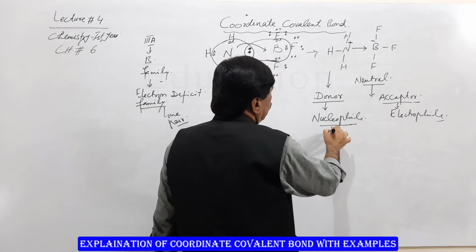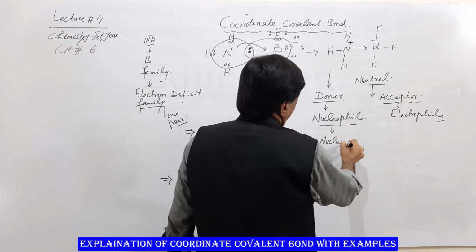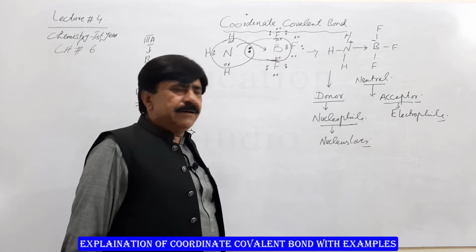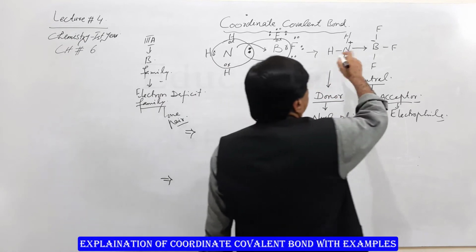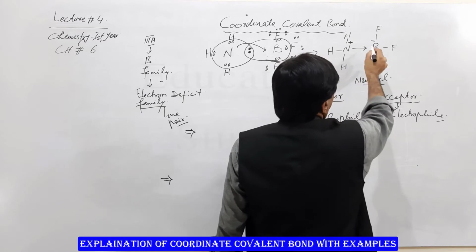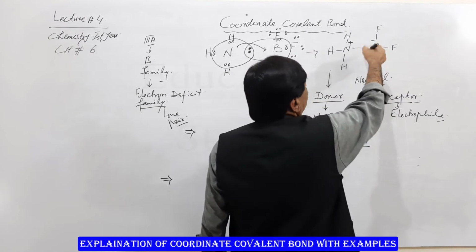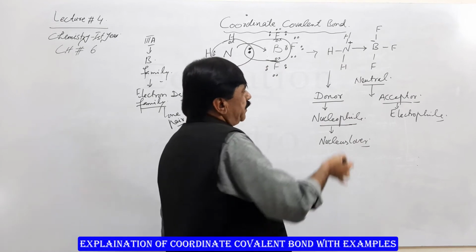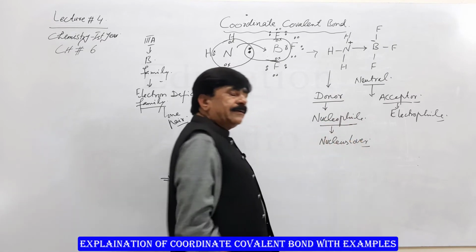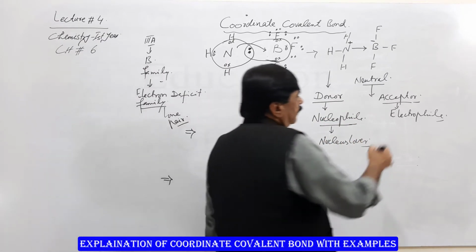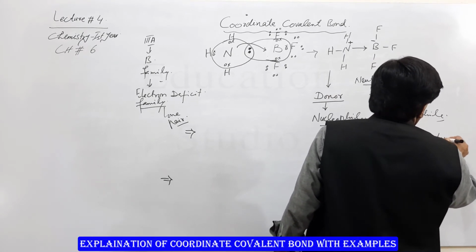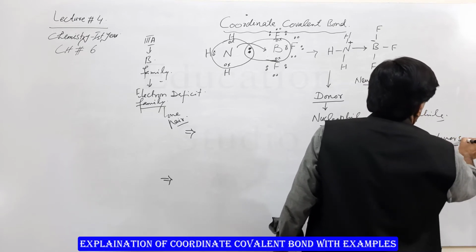Nucleophile means nucleus lover, because it loves the proton, and the electrons have been shifted slightly towards the boron atom. So we can say that the donor atoms are nucleophiles, and nucleophiles are termed as the nucleus lovers. And the electrophiles are the electron lovers. That means which loves the electron.